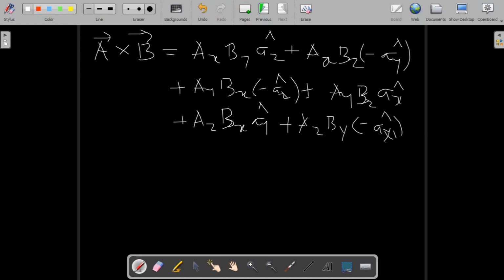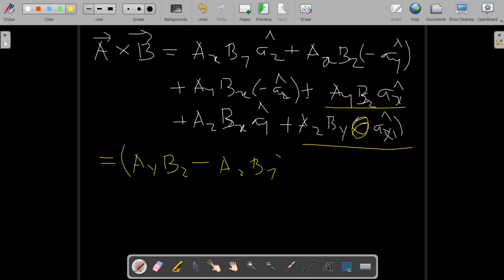Now what we need to do is bring all ax cap terms together, bring all ay cap terms together, bring all az cap terms together. That's it. Here I have my x cap term, and another x cap term here. So you bring them together. So what I get? Ay bz, agree? Ay bz minus, because there is a minus sign here, I am taking that minus sign out, az by. This entire thing is my ax cap.